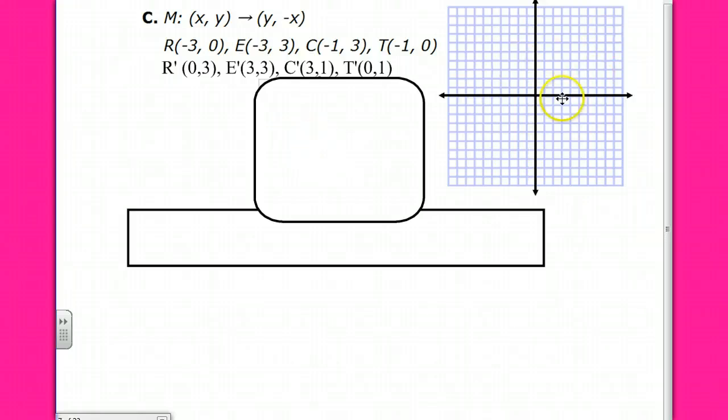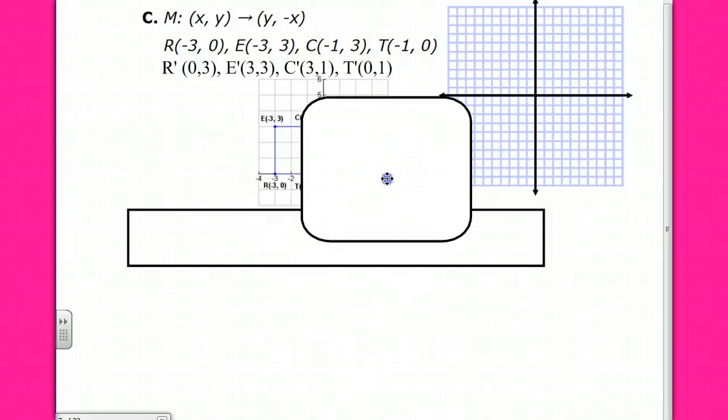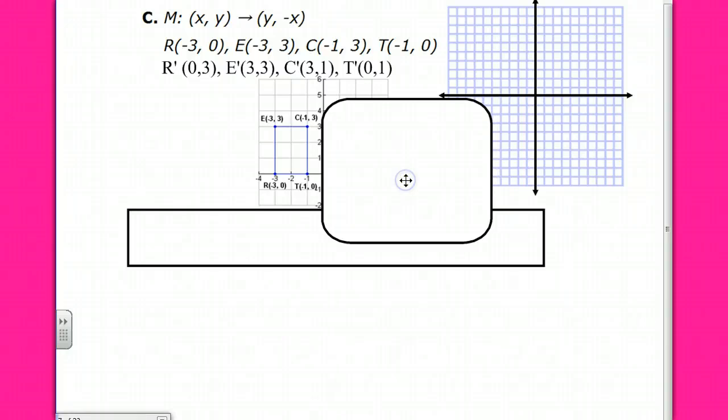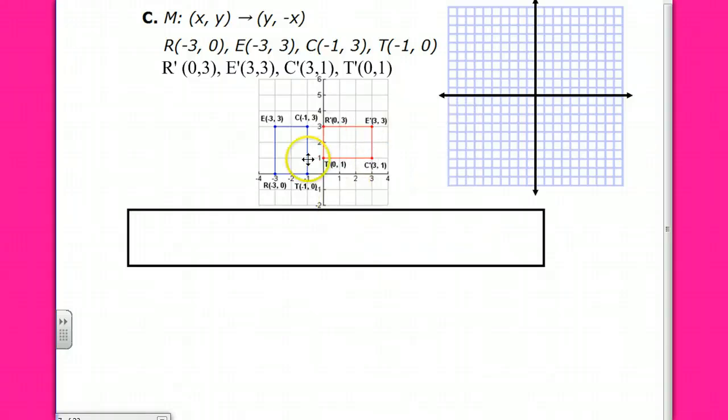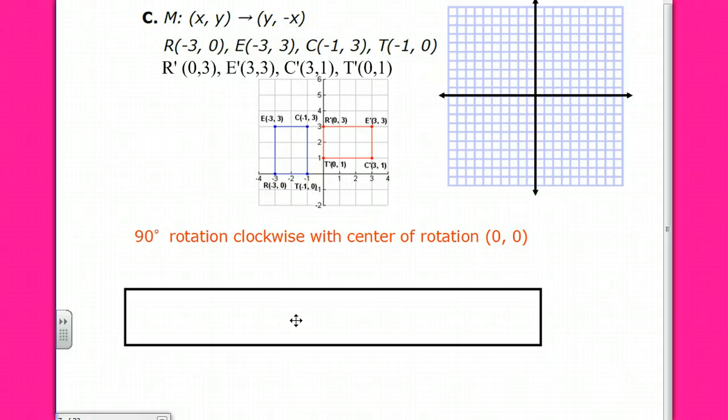Good. So take a moment to plot. You can use this if you like. And if you're back, let's see what this looks like. The original figure is in blue, and the image transformed is in red. Isn't that fun? So what happened here? We call this a 90-degree rotation clockwise, with a center of rotation at (0, 0). And there you go. Isn't that cool?